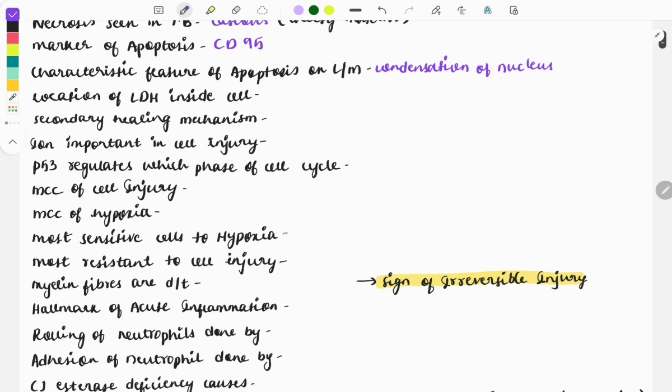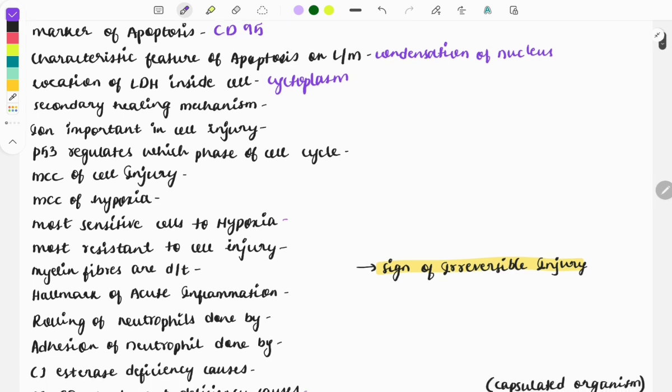Then the next question: location of LDH inside the cell. LDH is located in the cytoplasm of the cell and it acts as a marker for the cytoplasm. So a one-liner can be asked: what is the marker of the cytoplasm, and the answer is LDH, lactate dehydrogenase. Then moving on to the next question: secondary healing mechanism. It occurs by formation of granulation tissue.